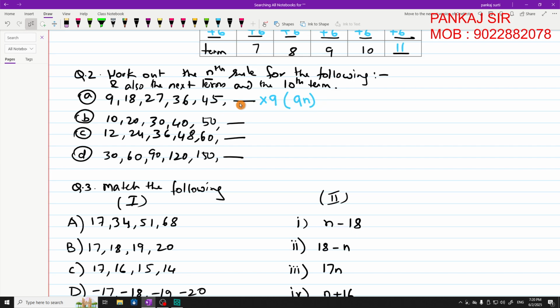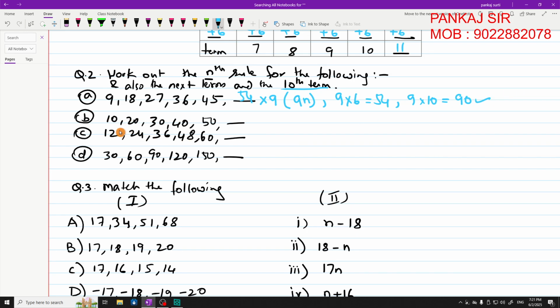Now what should be this term, right? So this term is which number term? Position number 1, 2, 3, 4, 5 and 6. So if we put n equal to 6, 9 times 6 will be equal to 54. So my answer over here will be 54. Now they have asked you also the 10th term. So the 10th term will be 9 times 10, which is equal to 90. So the 10th term of this sequence will be 90.